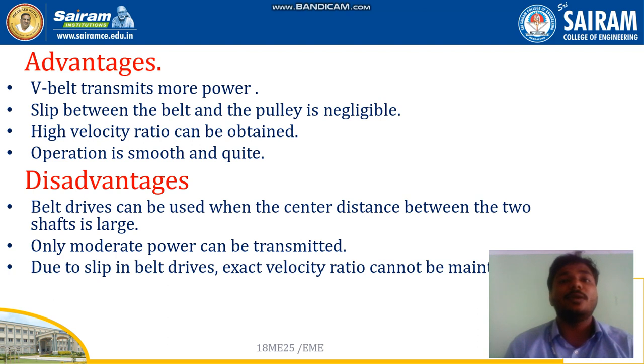Due to the slip in belt drives, an exact velocity ratio cannot be maintained. So that is one of the major drawbacks, where large power cannot be transmitted, and an exact velocity ratio cannot be maintained because slip occurs continuously in belt drives.